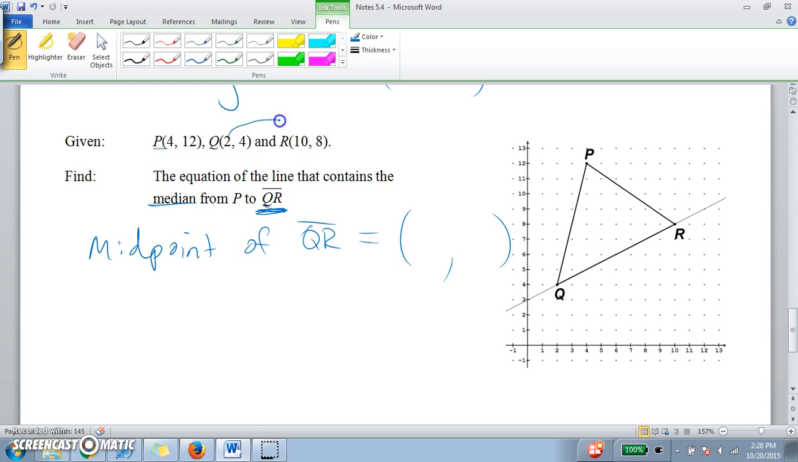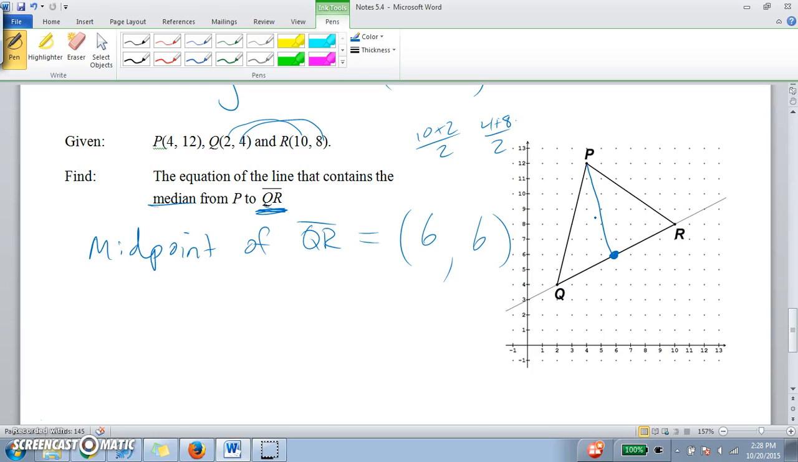If we look at the coordinates of Q and R, the x coordinates are 2 and 10. So if we take the average of that, add them together, divide by 2. 10 plus 2 is 12, divided by 2 is 6. Same thing with the y coordinates. 4 plus 8 divided by 2 is 12. Again, divided by 2 is 6. So 6, 6, that's our midpoint. And we know it goes through P, goes to the midpoint, so right there, that's our median.